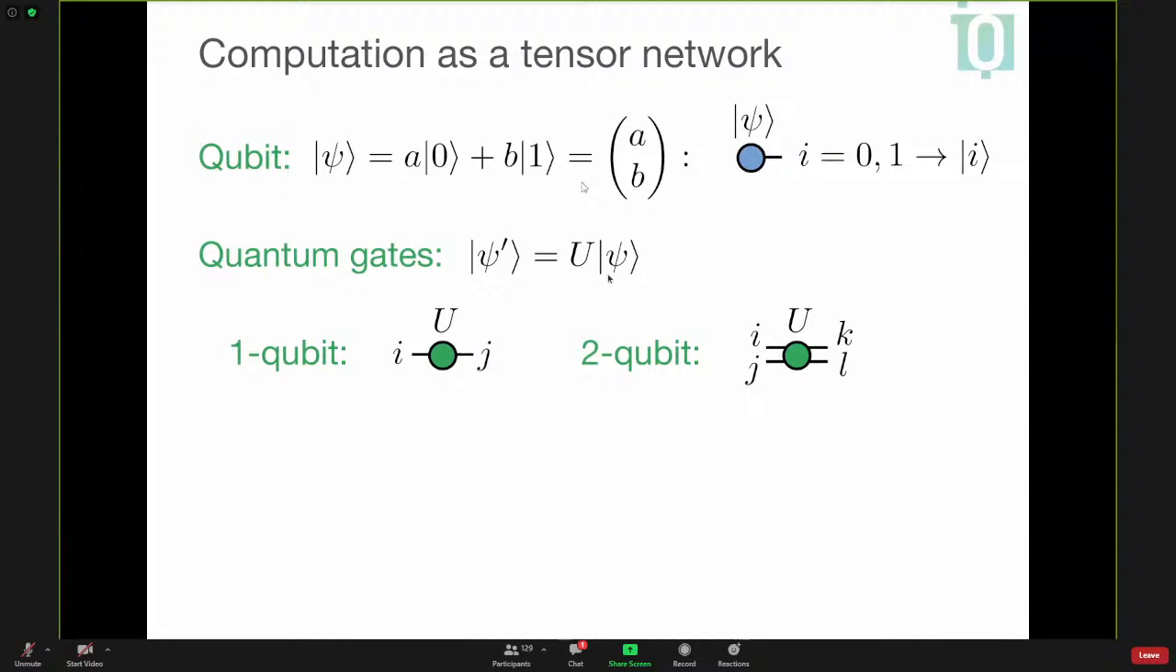It acts on a single qubit state, u times psi, gives me another state. But it is basically just a 2x2 matrix. And so I can write it down in my notation as before. I have my node here with two legs sticking out. Okay. And this can be generalized to 2-qubit, any n-qubit gate can be written as a tensor as well.